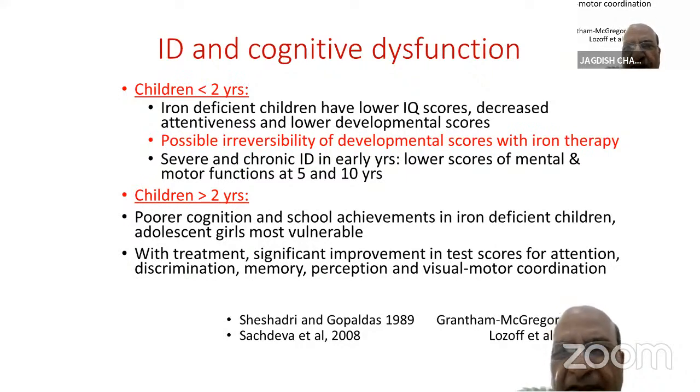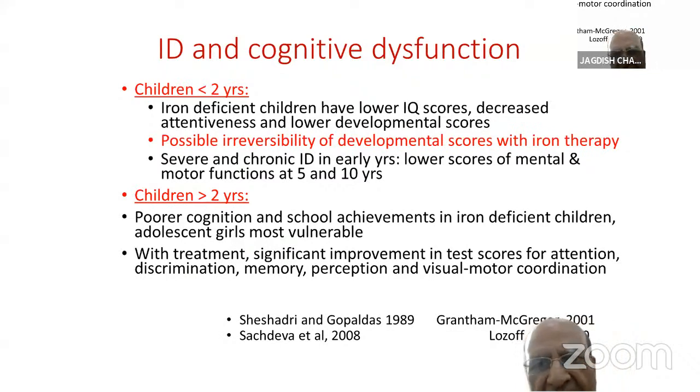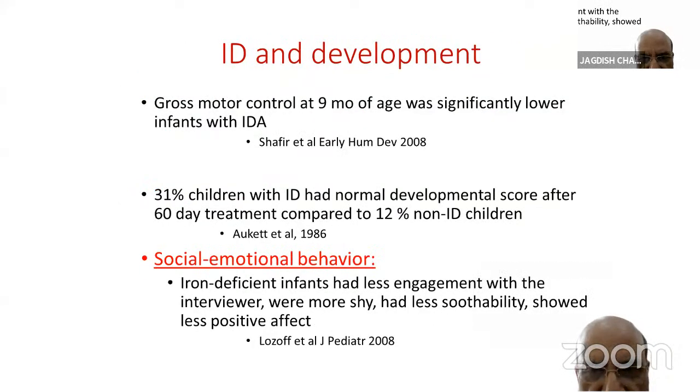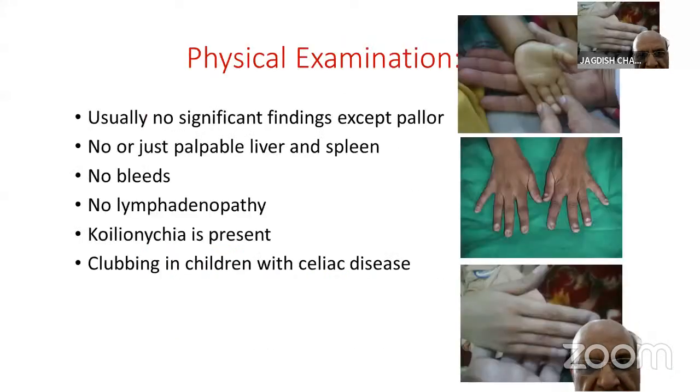In older children, even in adolescents and adults, iron deficiency results in cognitive dysfunction and decreased attention span, but in older children and adults this is reversible. In younger children under 2 years of age, which is the growing brain, these scores might not completely reverse. It has been shown that at 5 years and 10 years, these scores are lower, as if the children had anemia or iron deficiency at a young age. Similarly, there are effects on development as well as socio-emotional behavior of the children.